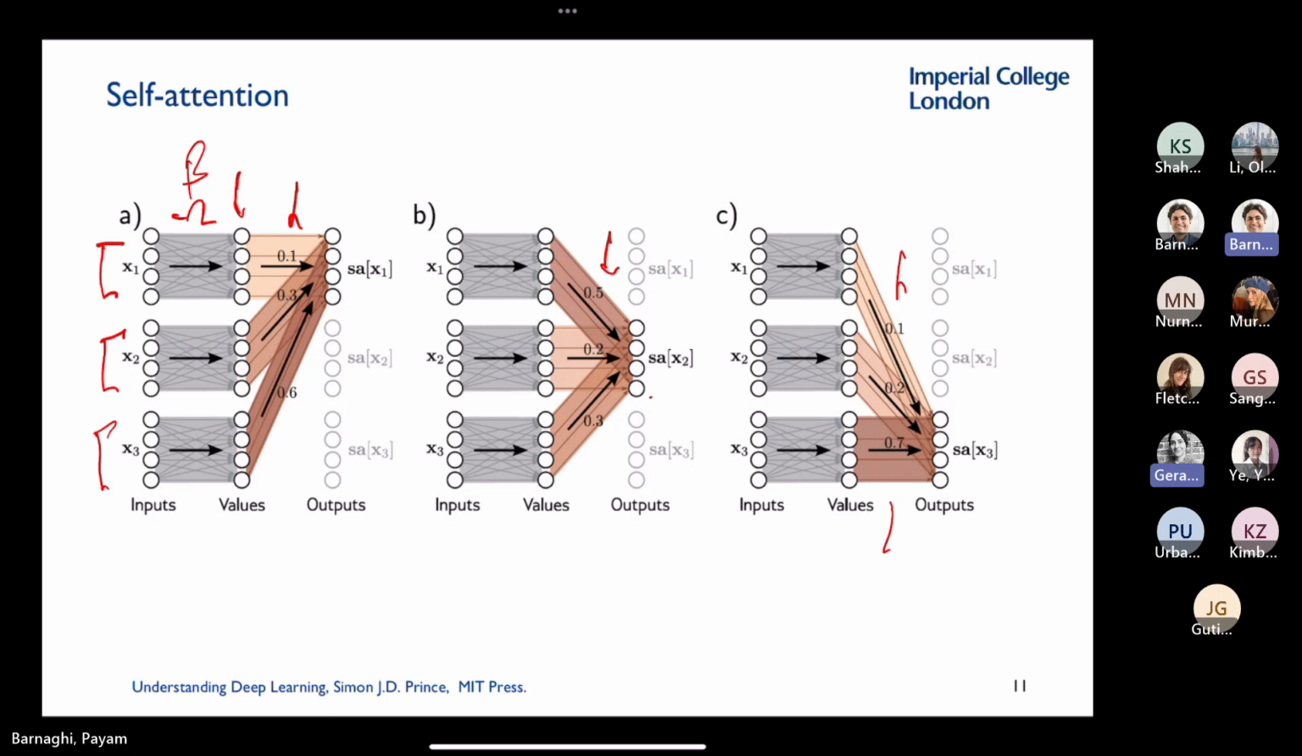Payam, can I ask a clarification? Sure. How do you define these weights, these brown weights, 0.1, 0.3, 0.6? You start with some random weights, and I'll get to the training, how you define the weights. For now, assume we have a magical wand. We will define these weights. I'll come back to it.